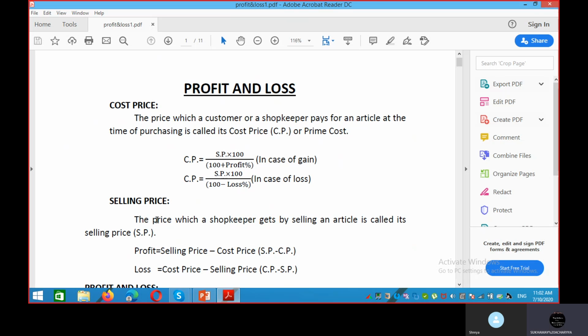Selling price, the price which a shopkeeper gets by selling an article is called its selling price. Profit is equal to selling price minus cost price, SP minus CP. Loss is equal to cost price minus selling price, that is CP minus SP. Okay.